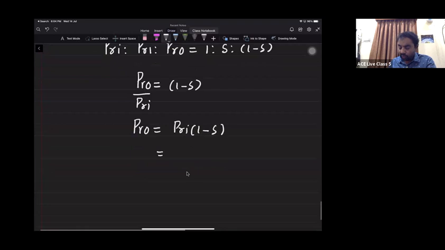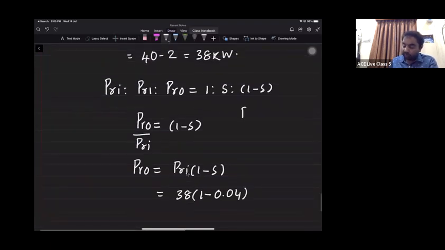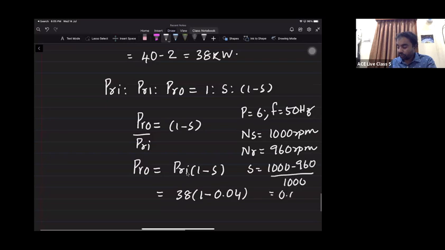So that is equal to, what is the rotor input? We have 38 into (1 minus 0.04). How to calculate slip? How many poles is the machine? P is equal to 6, f is equal to 50, and what is the value of Ns? Ns is equal to 1000 rpm. What is the speed at which the motor is operating? It is 960 rpm. Then what is the slip? Slip is equal to (1000 minus 960) by 1000. So it is 0.04.